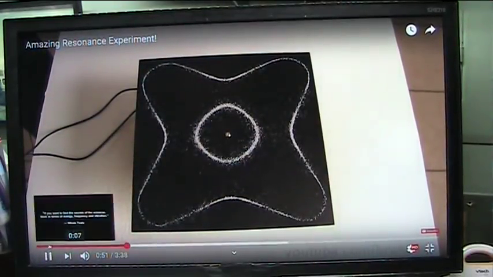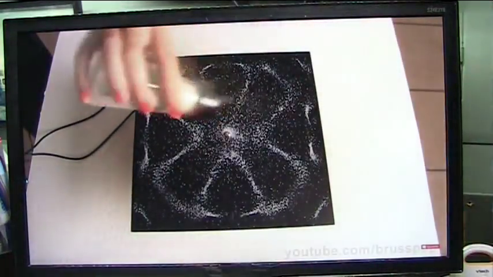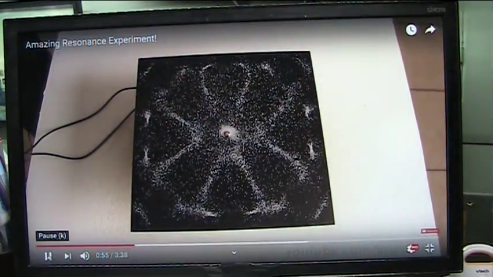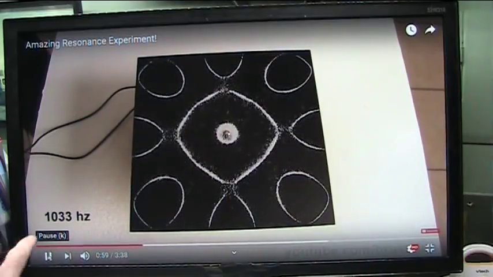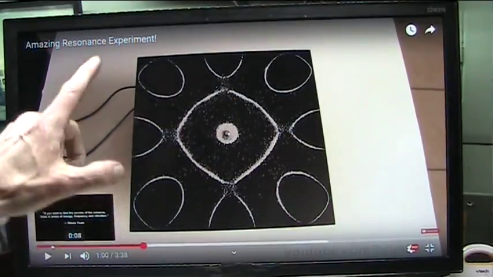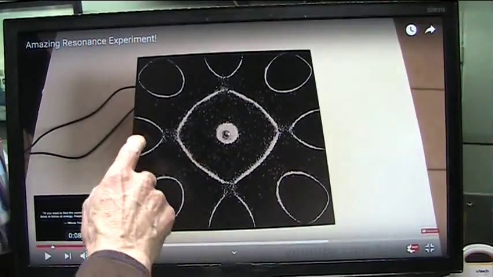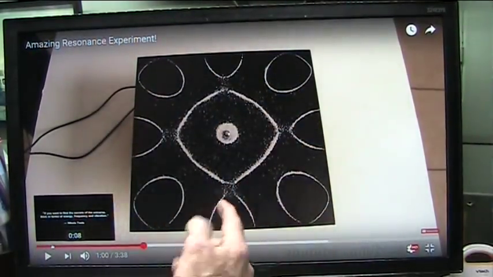Now, then we go up into the next orbital. Then you get into what's called the rule of 8. Now watch what happens here. Boom! And it locks in. See? 1033. Now, what do we got here? 1, 2, 3, 4, 5, 6, 7, 8. That's the rule of 8.